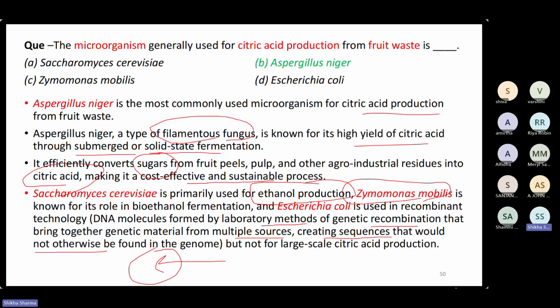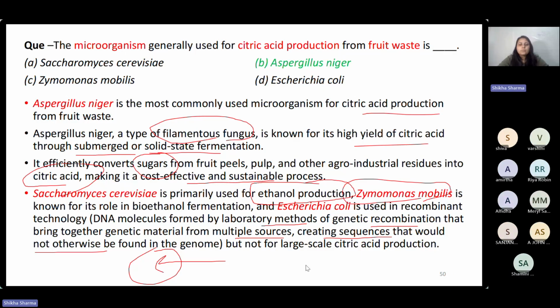Like, suppose the gene of one microorganism gives high production of, say, citric acid or bioethanol, then E. coli can be used by transferring that gene and producing different genetic material. So here Aspergillus niger is the correct answer.